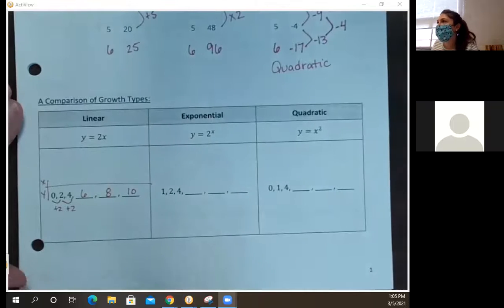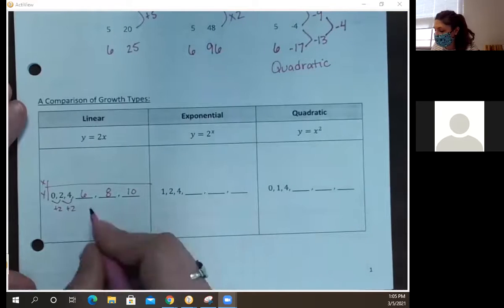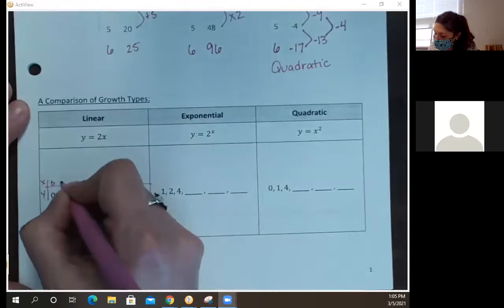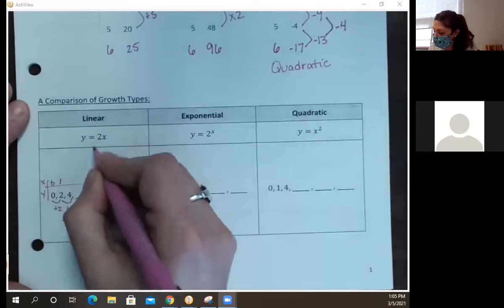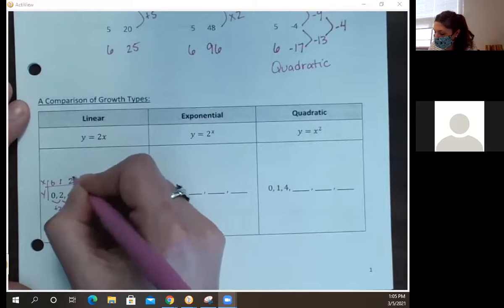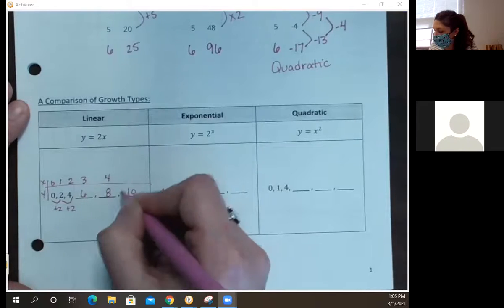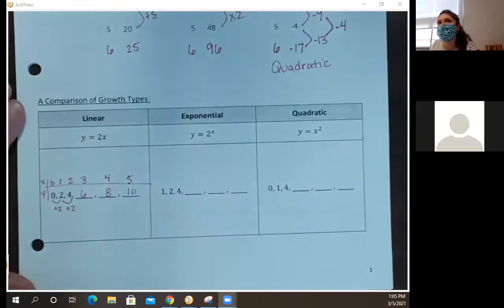Good. The other way that we could think about this is if I had a table and I plugged in 0 for x, 2 times 0 would be 0. If I plugged in 1 for x, 2 times 1 is 2. 2 times 2 is 4. 2 times 3 is 6. 2 times 4 is 8. 2 times 5 is 10.